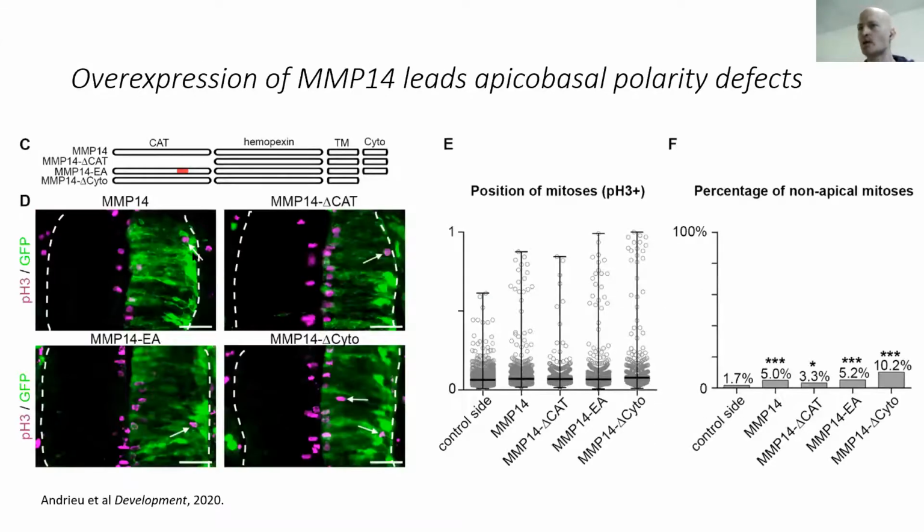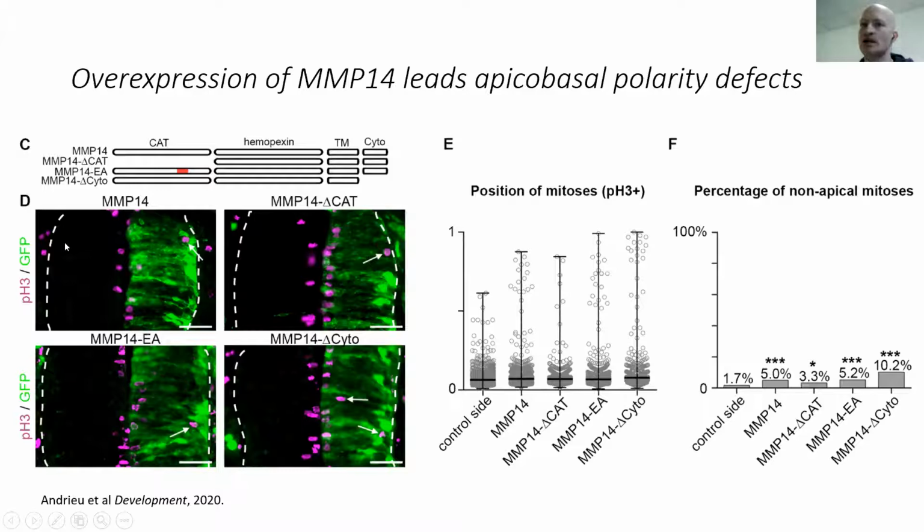I just want to show an example. If we pick one of these metalloproteinases that we found to be important, which is called MMP14, and we look at a transversal section of the chicken neuroepithelium, and then we stain. So again, the green cells have received that gene, the other ones don't have it. And we look at the position of cells that are dividing.